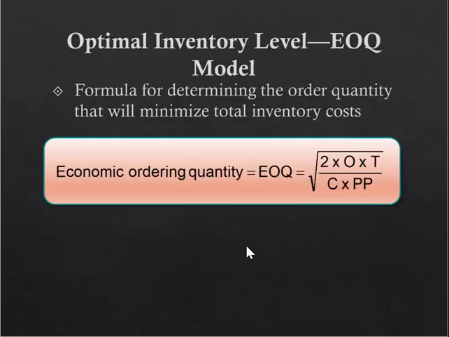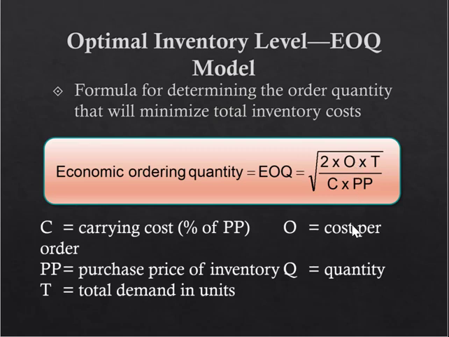And so the EOQ, economic order quantity, is a formula for determining the order quantity that minimizes total inventory cost, maximizes profit. The EOQ is the square root of 2 times the cost per order times the total demand in units over the carrying costs times the purchase price of the inventory. And you're like, how did they come up with this?